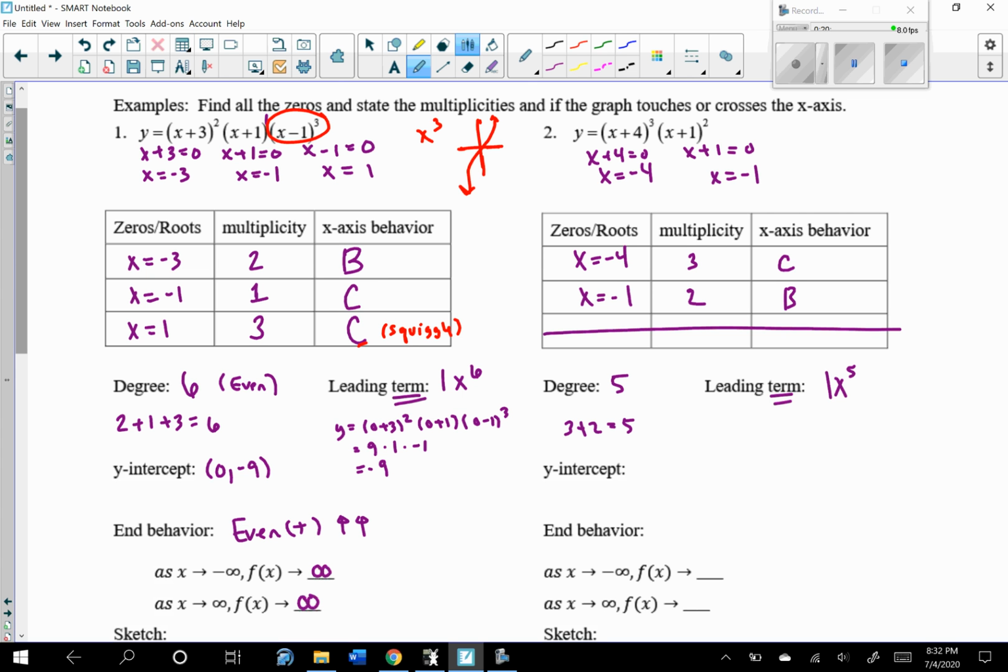So that means for the end behavior, this is odd, positive, because this is odd and this is a positive leading coefficient. So odd, positive, think about y equals x. The left end goes down and the right end goes up.